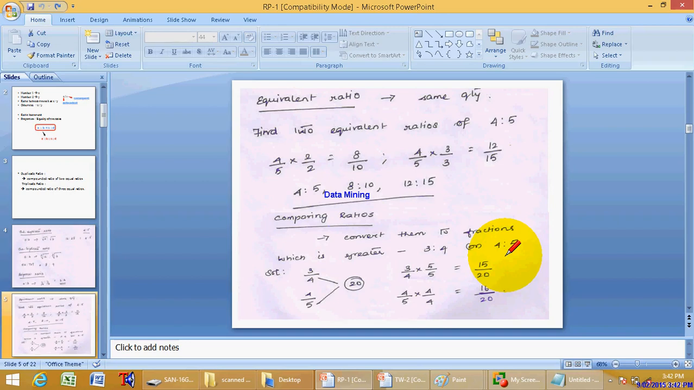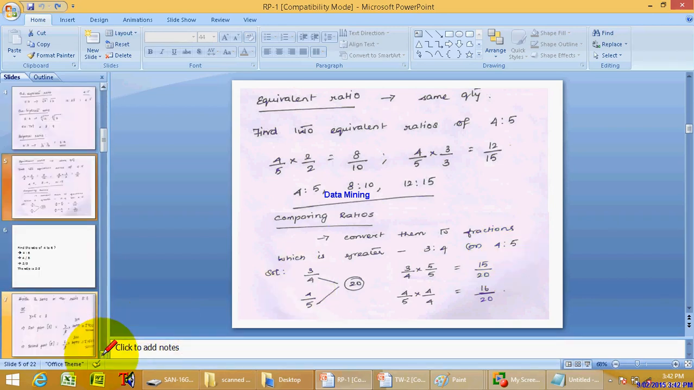So if they ask you to compare any two ratios, the first thing you have to do is find the LCM of the denominators. That is, you have to make the denominator common, and then just check only the numerators. Whichever value is greater, you can say that particular ratio is greater.